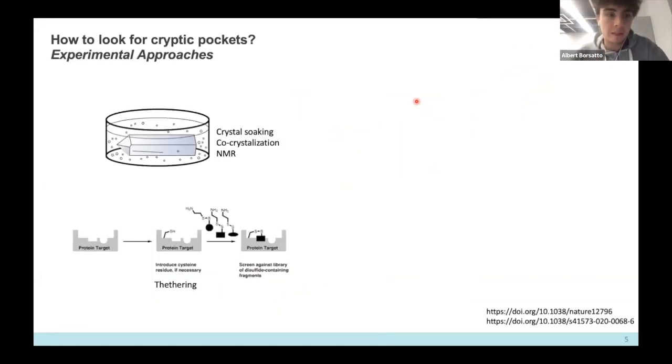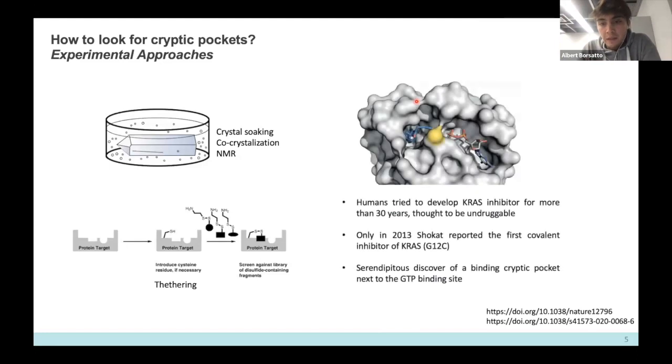So how do we actually look for cryptic pockets? We have mainly two different approaches. One is an experimental approach that boils down mostly to crystal soaking, co-crystallization, NMR experiments, and tethering. And we have a very nice example of this in KRAS. We know that the RAS gene family is associated with a number of tumors in humans, and that makes KRAS an extremely interesting therapeutic target.